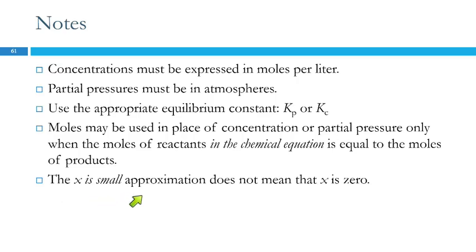This is important. The X is small approximation doesn't mean that X is 0. It just means that X is so small compared to what we're subtracting it from that it doesn't matter. That orange that fell off, even if we disregard it, still has some mass. It might be 10 grams or something. But in the scope of the overall size of things, it doesn't matter. And so that's why we don't just make all the X's 0, only things that are added or subtracted. Any questions?